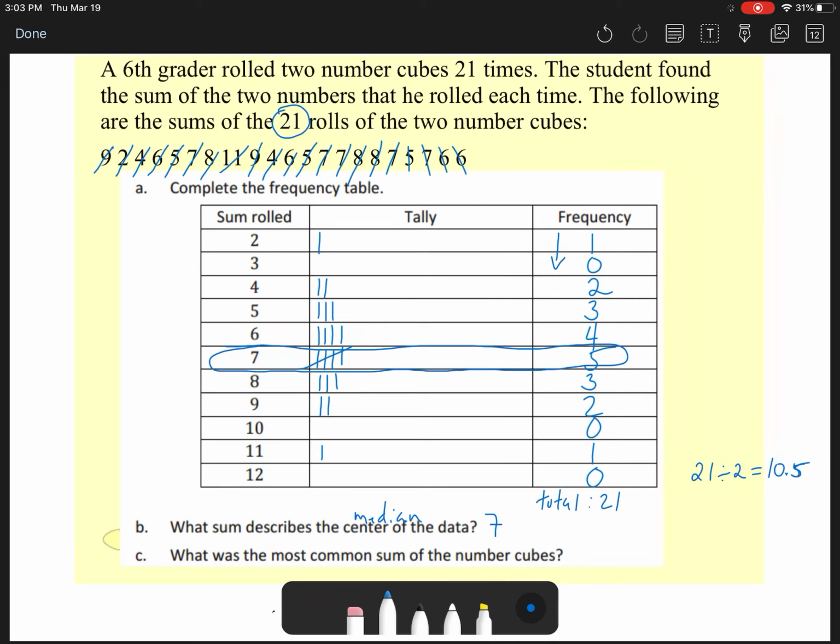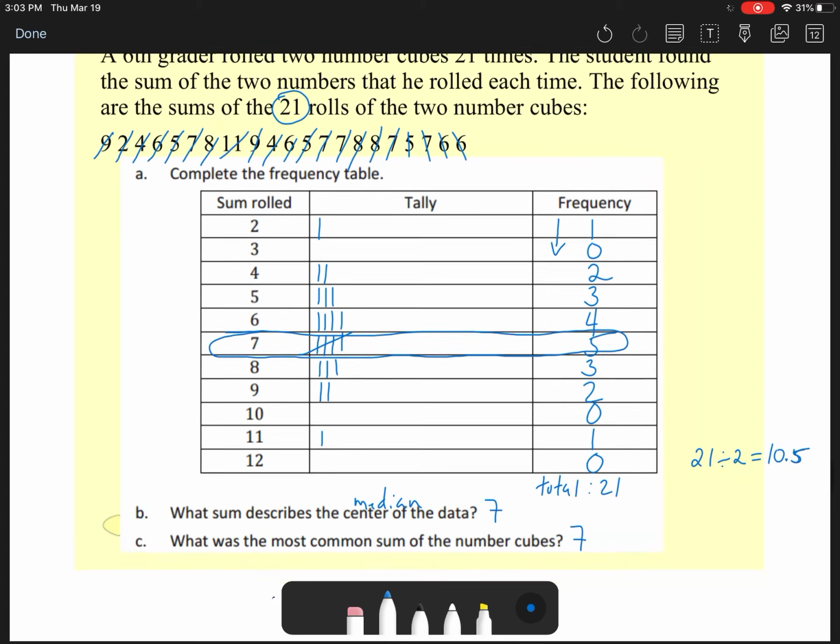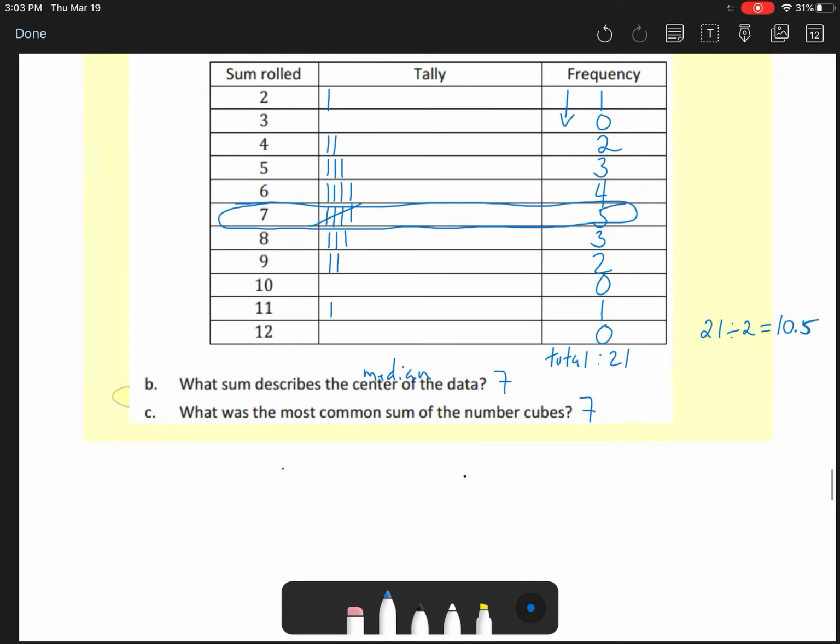What was the most common sum of the number cubes? Look at your frequency column, okay? And the most was actually the same as the median, which is 7, because that sum came up the most often.